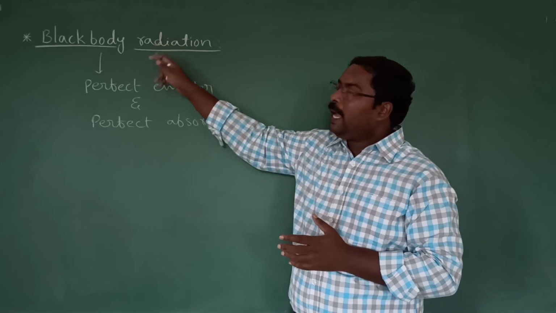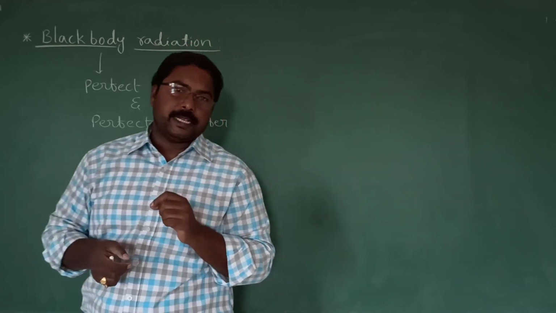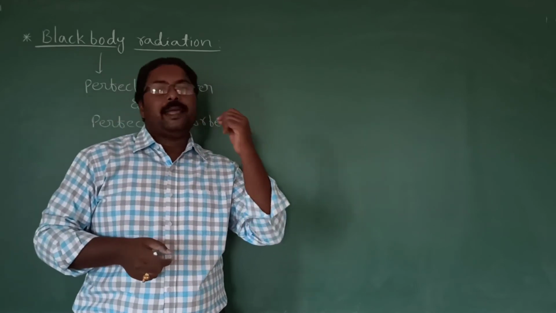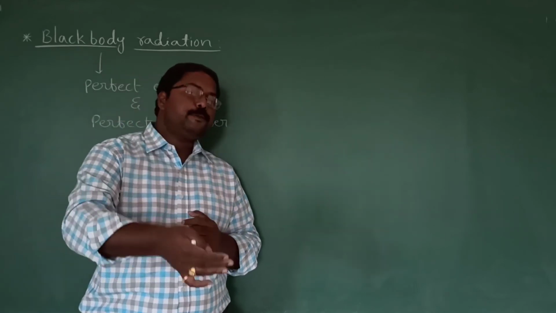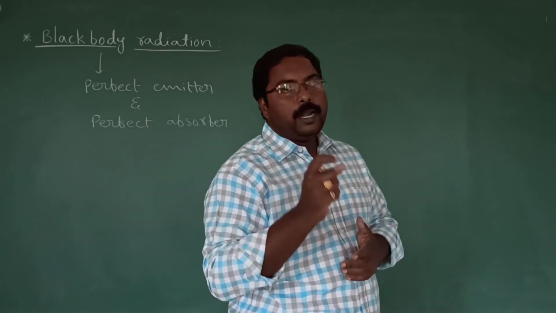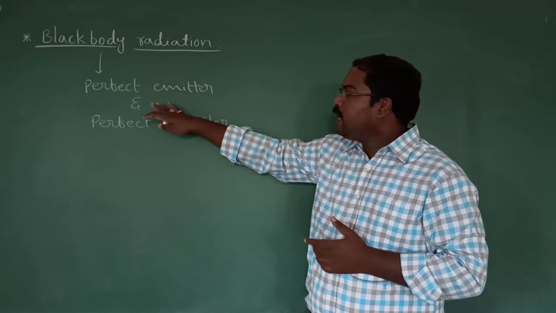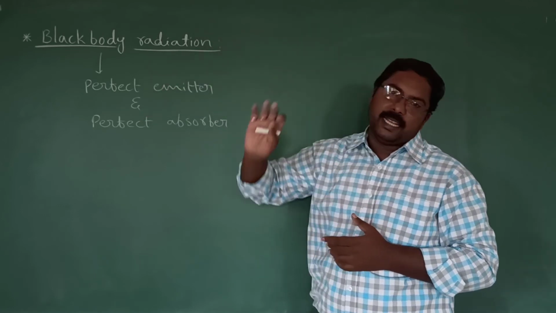But coming to the black body, a black body emits all types of radiations, the radiations of all types of wavelengths. It can absorb as well as it can emit. Such a type of body is known as a black body, and the radiation is known as black body radiation.